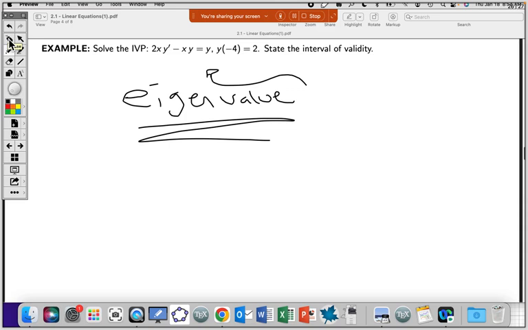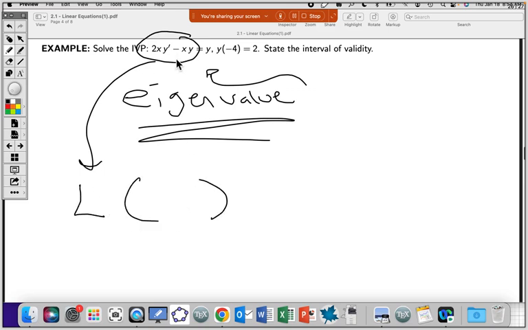This is an example of an eigenvalue problem. Because you've got this great question. You've got some operator over here. Let's call it L for linear operator. And we're putting a function into it. And we're getting the function back with an eigenvalue of 1. So this linear operator gives you the function back. So it's an eigenvalue. It's a multiple of itself.